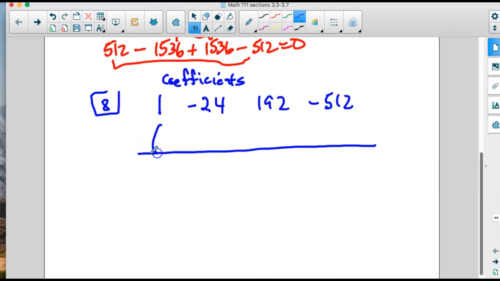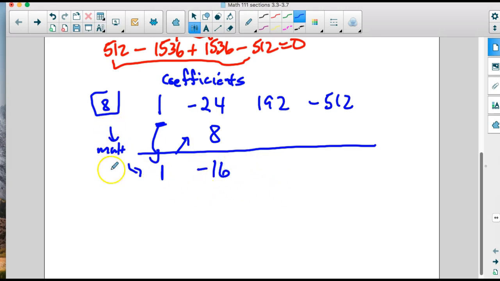First thing we do is bring this first number down. We put it right here. So whatever this number is in the first thing comes down below the line. We multiply here, and we put the answer over here. So 1 times 8 is 8. We add these together and we get negative 16. And we would write that right here, negative 16.